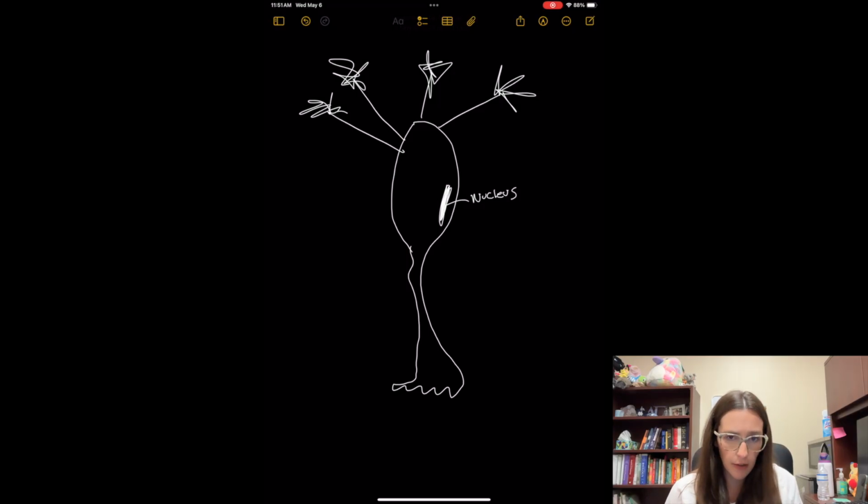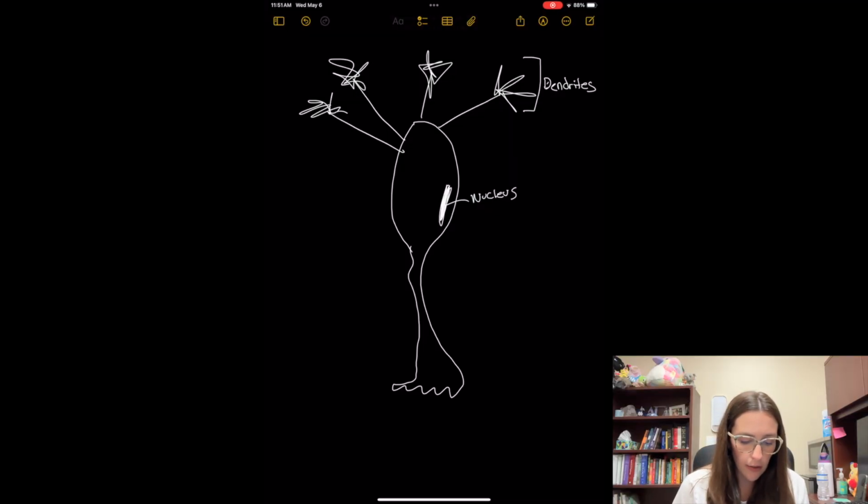So if we're thinking about it as a conversation, the first area we have is called a dendrite. Dendrites, if I'm simplifying, are the ears of my neuron. Okay, so it's listening to other things, right? Other neurons can be communicating to it, other tissues, right? So it's getting information from other cells.